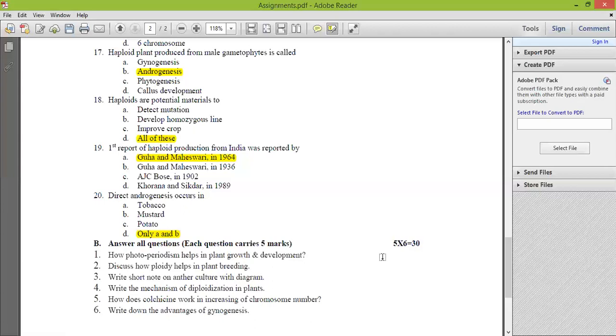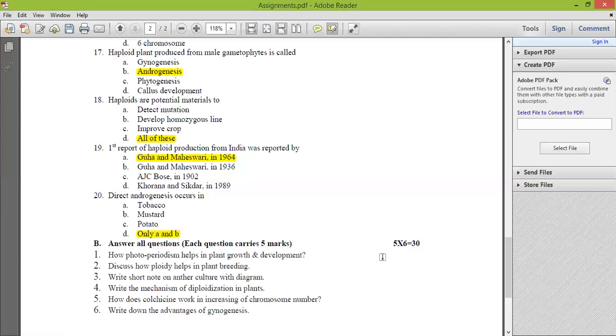Now come to the fifth question: how does colchicine work in increasing the chromosome number? Basically, you have to write the basic principle of colchicine here. How colchicine stops the migration of chromosomes during anaphase, and how it binds to the spindle fibers, the microtubule fibers of chromosomal movement. You have to write this point, it is very important. And if you do not write this one, then you cannot get any marks.